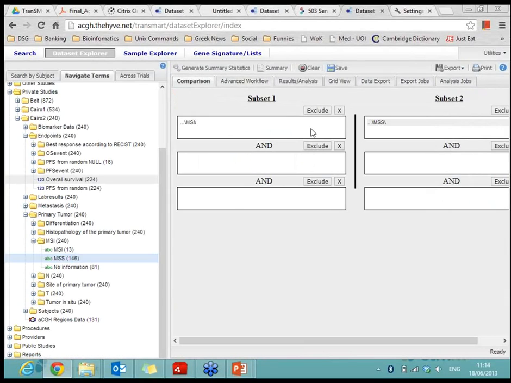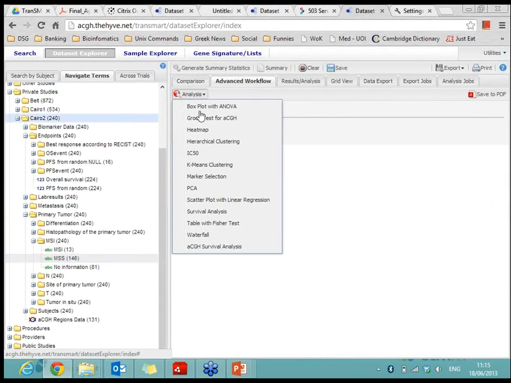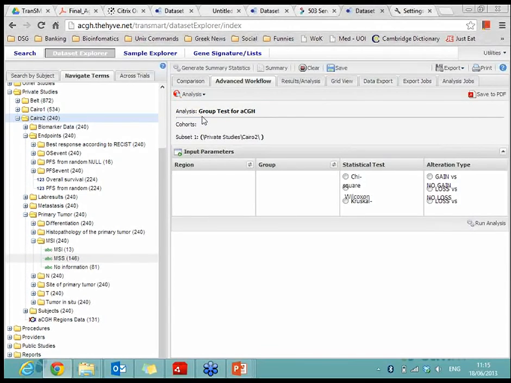So I now want to clear. I want to select all the patients in Cairo 2 and show you some of the tests we included. So here is a group test, as I explained, for the array CGH. For that we need to specify the array CGH data and, of course, the groups that you want to compare. It's similar to the other analyses. There are some options for the algorithm, and I have to specify how to build the group.